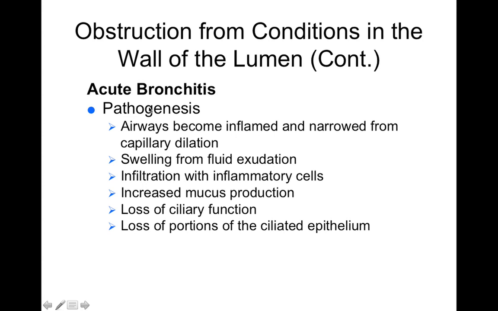Now, the pathogenesis of bronchitis is where airways become inflamed and narrowed from capillary dilation. You get swelling from fluid exudation. Exudation is just, remember, the fluid that leaves capillaries that are more leaky during the inflammatory response. You can see an infiltration with inflammatory cells, more mucus production, a loss of ciliary function, so you're going to see an overproduction of mucus and an accumulation of mucus in the airways, and even loss of portions of ciliated epithelium over time if this is chronic bronchitis.